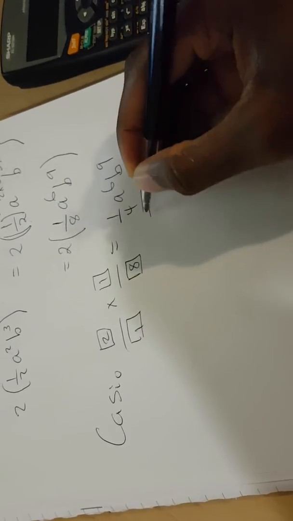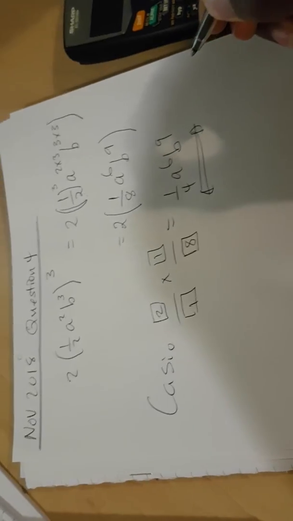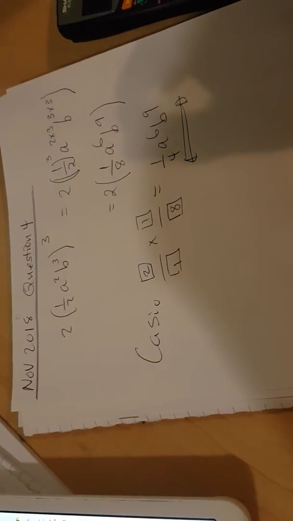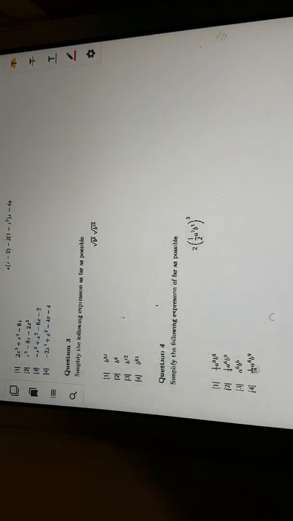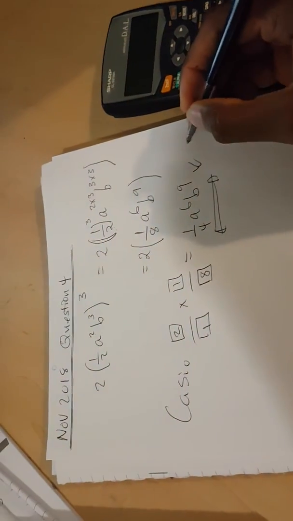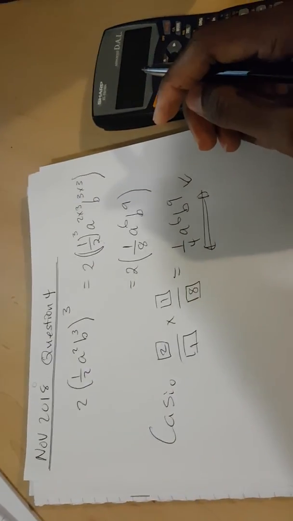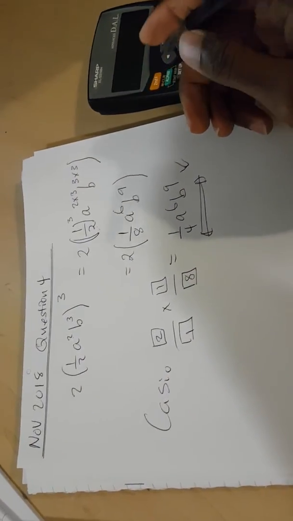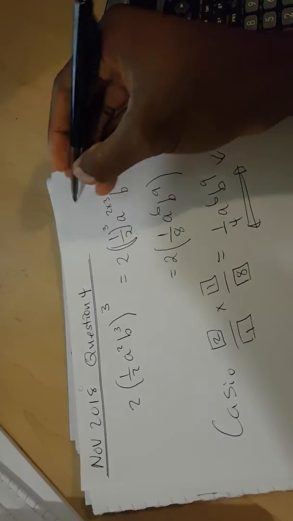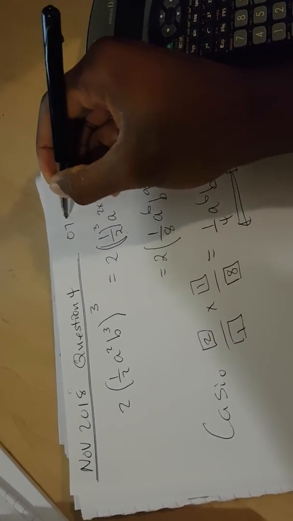Which is option number 2, 1/4 of a6 b9. So this is how we simplify. Please replay the video if you don't understand.